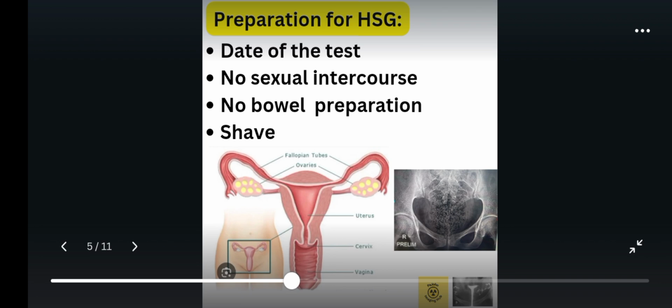But there is no need for fasting or normal bowel preparation. We normally give that for some other tests we do in the radiology department where we expect the patient to be on light diet for 2 or 3 days. That case is not applied for HSG. We just want the patient to come that morning, preferably fasting, but it's not a must.